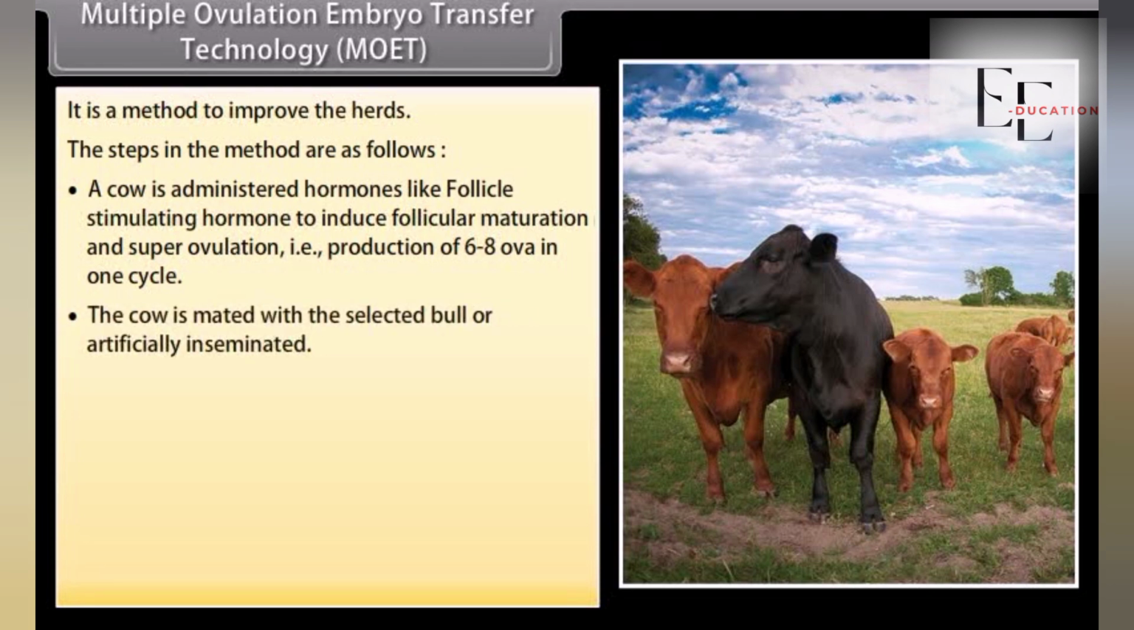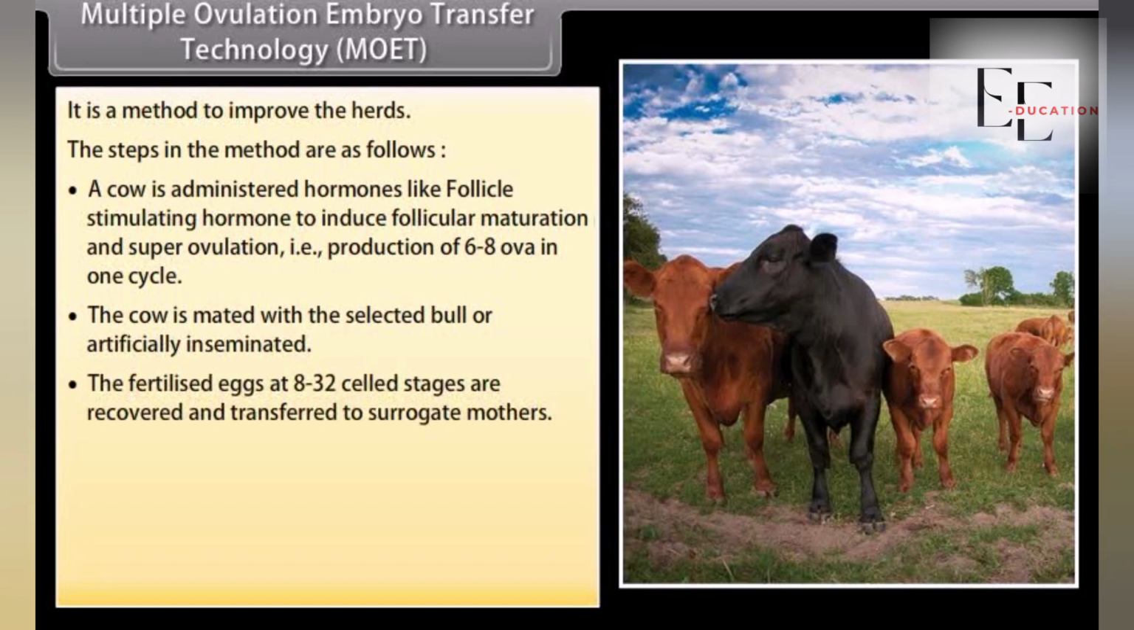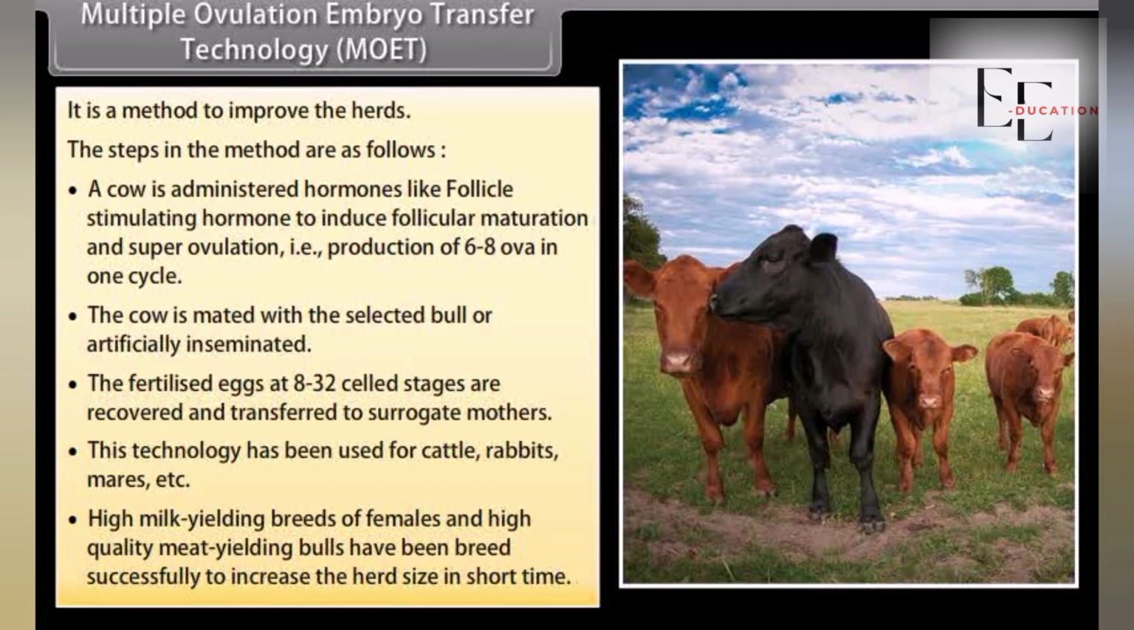The cow is mated with the selected bull or artificially inseminated. The fertilized eggs at 8 to 32 celled stages are recovered and transferred to surrogate mothers. This technology has been used for cattle, rabbits, mares, etc. High milk-yielding breeds of females and high-quality meat-yielding bulls have been bred successfully to increase the herd size in short term.